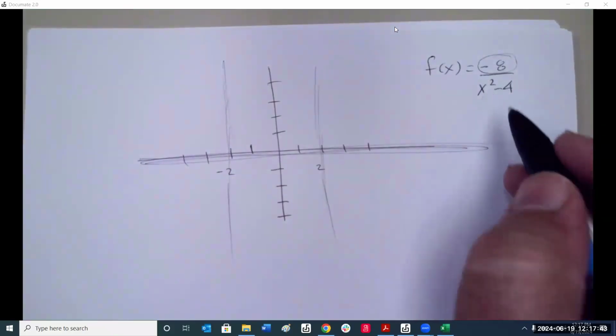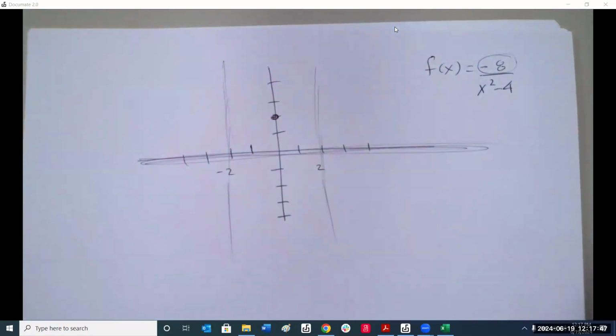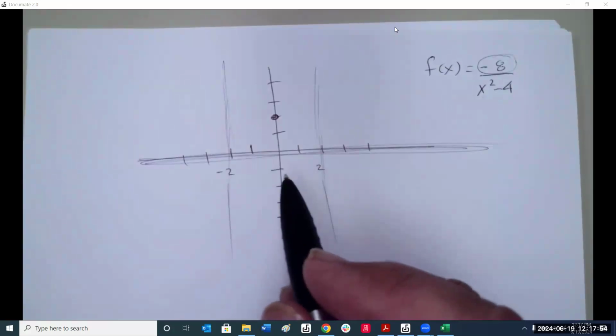If x is 0, we have -8 over -4, which makes it a +2. Remember, we have no x-intercepts. It has to be a continuous function.